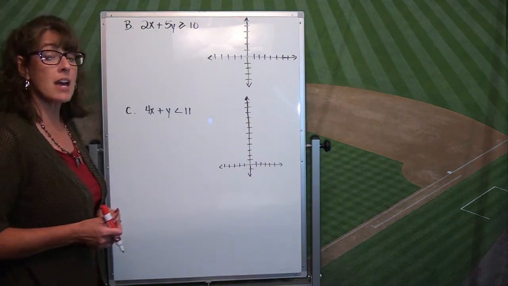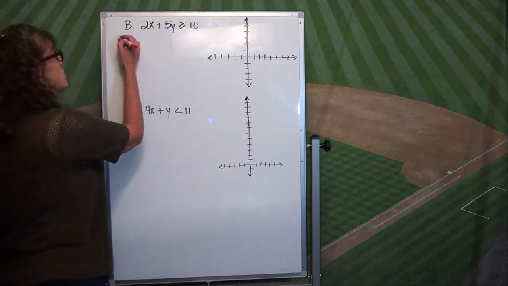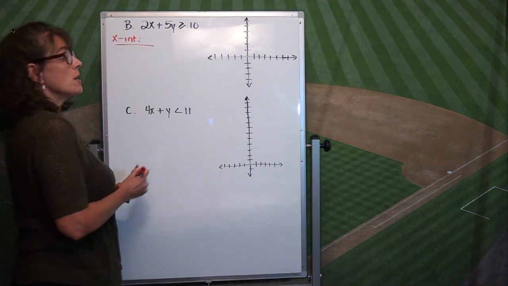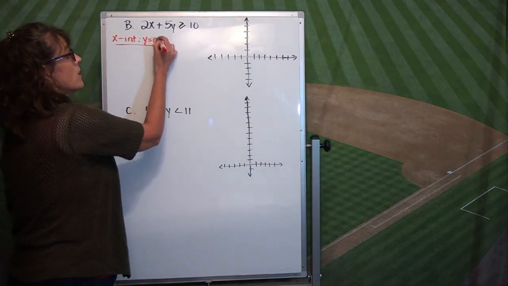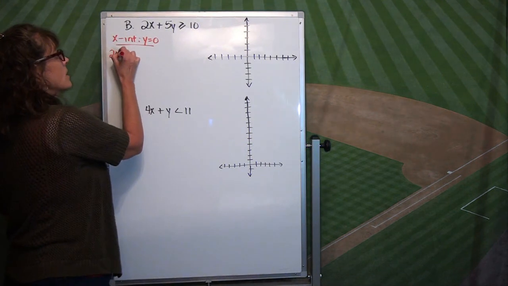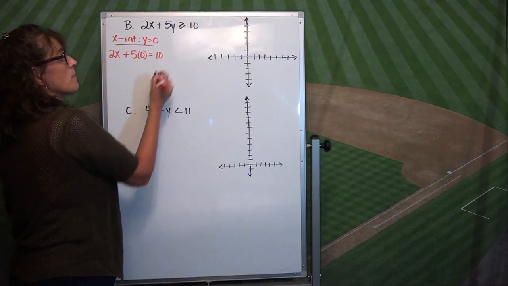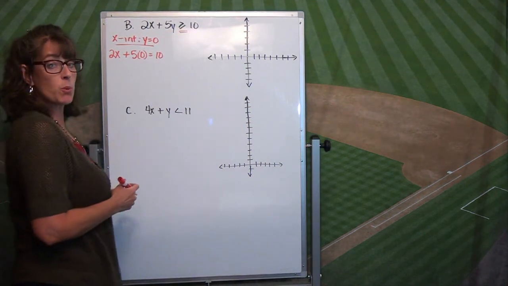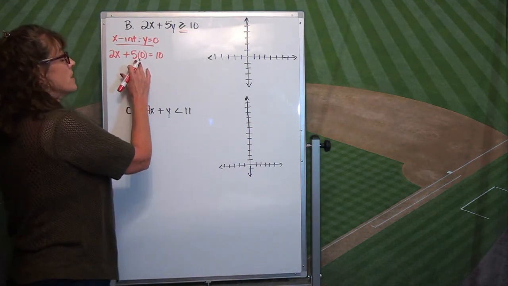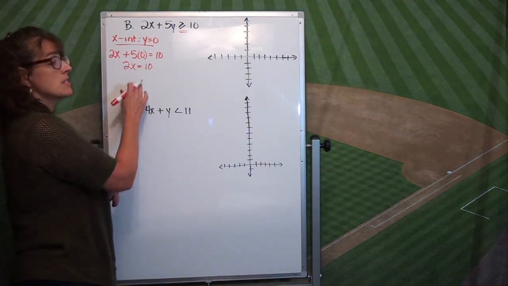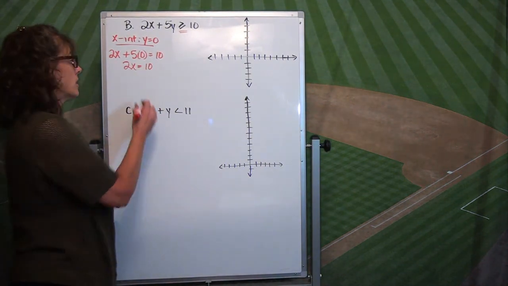In this case, the x and y-intercepts will be the easiest thing to do. To get that x-intercept, I'm going to make the y 0, and notice that when I make that y 0, it is completely gone. What I'm doing here is pretending that's an equal sign at this point to be able to graph the line. I said x and y-intercepts are the easiest because 10 is divisible by 2 very easily.